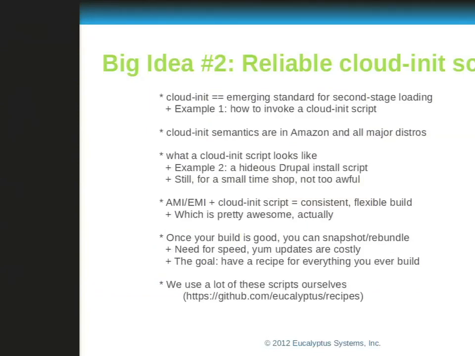And we've got a bunch of these kinds of scripts that we use for building stuff ourselves, right? We run the Eucalyptus infrastructure on Eucalyptus. So if you go to GitHub here, to the recipes repo, you'll see a bunch of stuff that we use ourselves, some of which is actually mature and good code, and a lot of it is the sort of crap that I write. We have real sysadmins now.